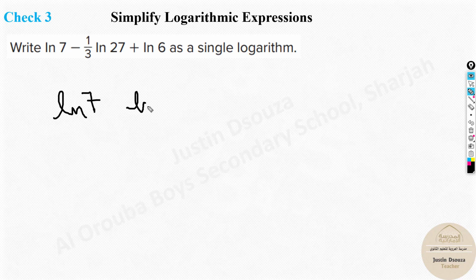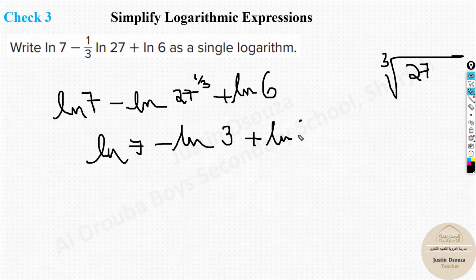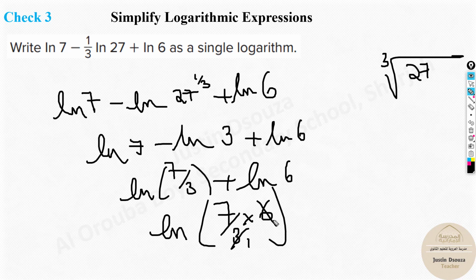ln 7, and we have ln 27 to the power 1/3. It's minus here, and lastly ln 6. Now I know cube root of 27 is 3. 3 times 3 is 9, 9 times 3 is 27. So ln 7 minus ln 3 plus ln 6. Now 7 and minus 3 over here it will be division. ln 7 by 3 plus ln 6. Now here we have plus, so it is multiplication. 7 by 3 multiplied with 6. 3 goes 1 time, 6 goes 2 times, so you will get ln 14.